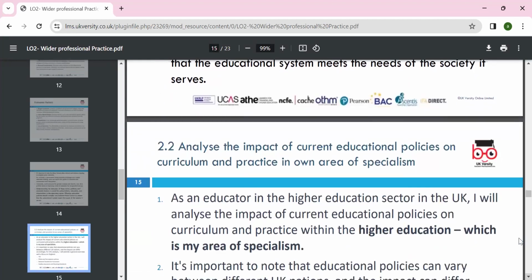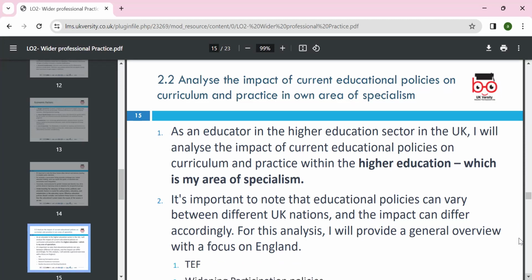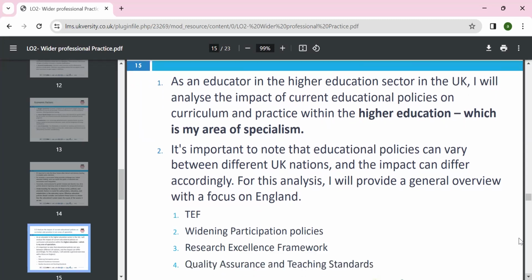Okay, then we have 2.2, the impact of current educational policies, curriculum and practice in your own specialist area. So here we can look around whichever area you work in. We need to look at higher education, which is my area of specialism, or maybe maths, science, other subject areas, or special needs. So we can look at those policies. Yes, so widening participation policies, the Research Excellence Framework.